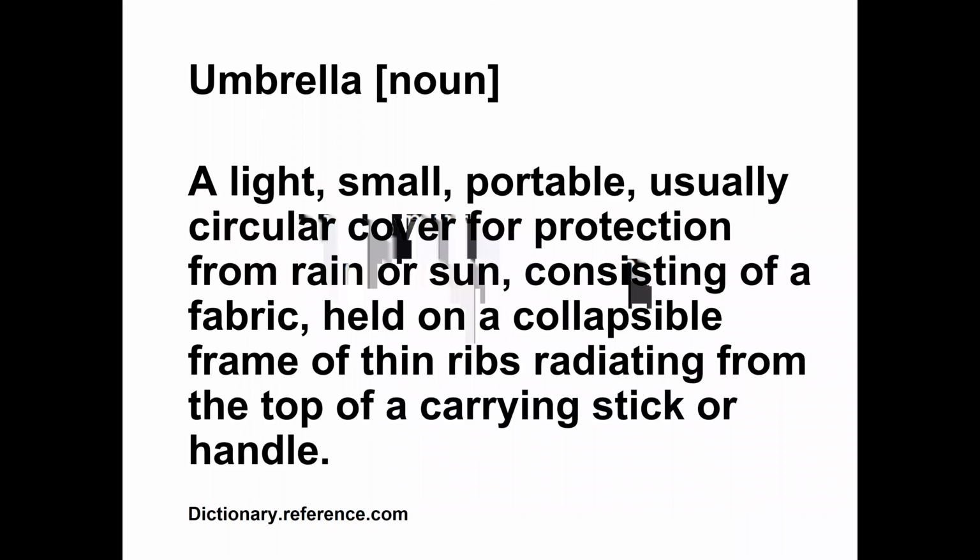Now let's look at quite a simple common object, the umbrella. The umbrella is a light, small, portable, usually circular cover for protection from rain or sun, consisting of a fabric held on a collapsible frame of thin ribs radiating from the top of a carrying stick or handle. I think that's quite a complete description of a solution to a particular problem. So that is the solution.